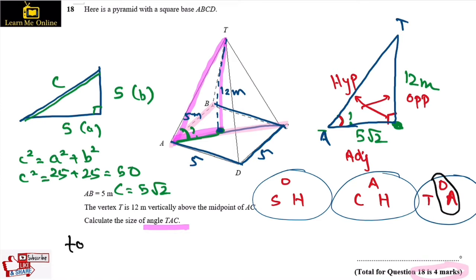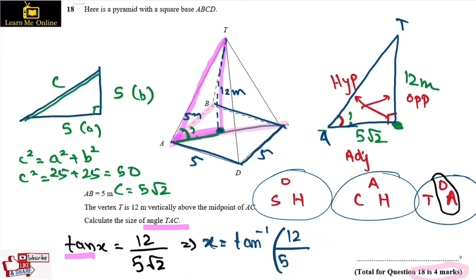So we can write tan x equals opposite, which is 12, over the adjacent, which is 5 root 2. You divide them together, and to find the angle x, you take tan to the other side. Remember, whenever we are finding angles, we take tan to the other side. Taking tan to the other side means you do tan inverse of 12 over 5 root 2, and you get the angle, which would be 73.6 degrees.